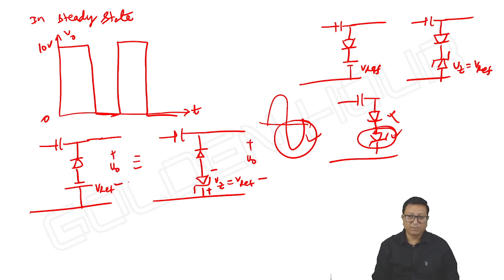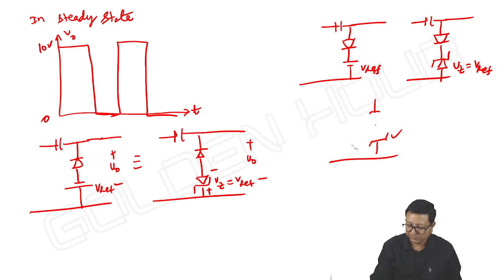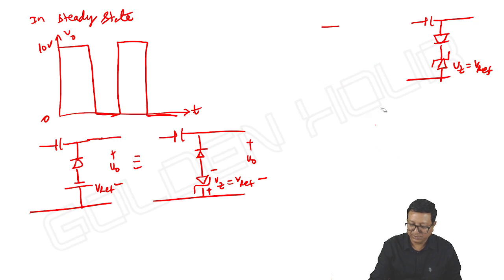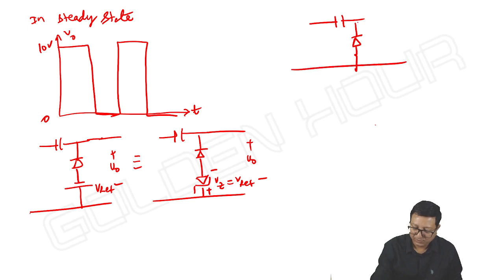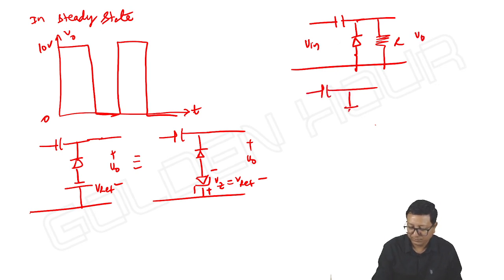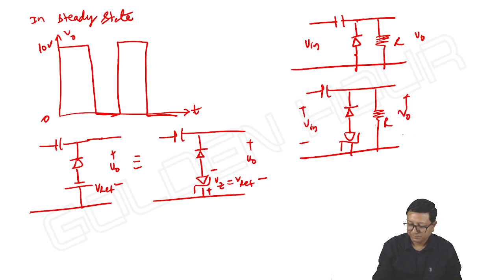That's it. And a more practical version means we can have the resistors as well. The first circuit means this one, and the second circuit is this.